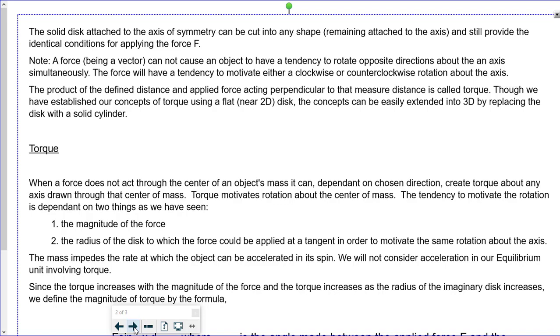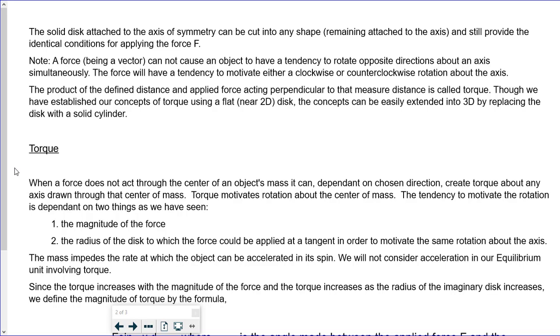Though we have established our concepts of torque using a flat 2D disk, the concepts can easily be extended into 3D by replacing the disk with a solid cylinder. Torque. When a force does not act through the center of an object's mass, it can, dependent on chosen direction, create torque about any axis drawn through that center of mass. Torque motivates rotation about the center of mass.